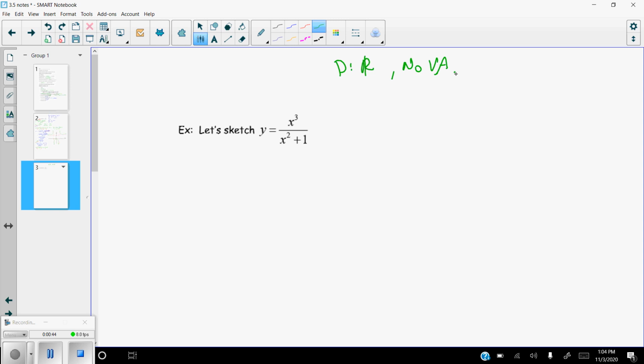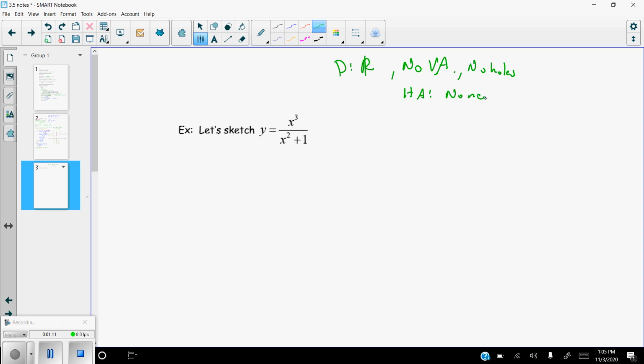Since nothing makes the denominator 0, that also means that there are no holes, which we actually did not talk about in the previous one, but a hole is what makes both the numerator and the denominator 0 at the same x value. Let's see, horizontal asymptotes. I know I'm not necessarily going in the same order, but the growth rate on the numerator is greater than the growth rate of the denominator, so that means that there's also no horizontal asymptotes.